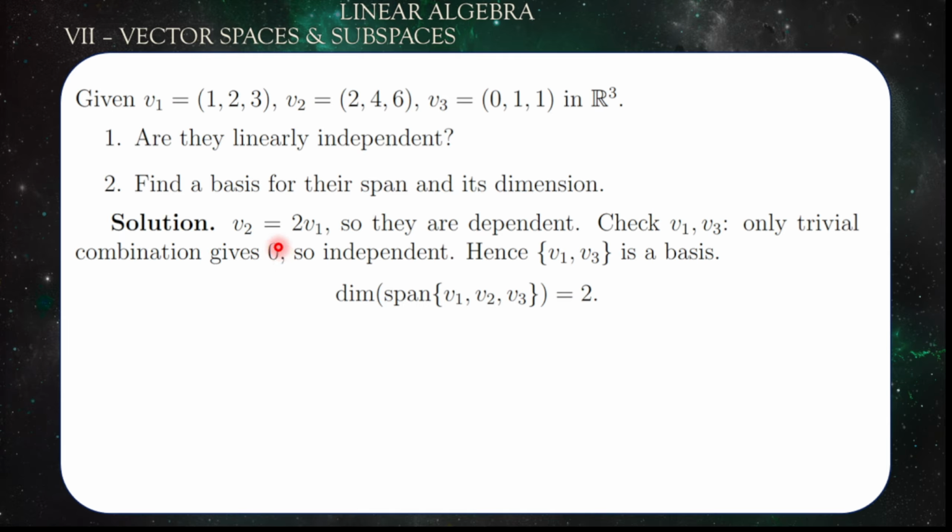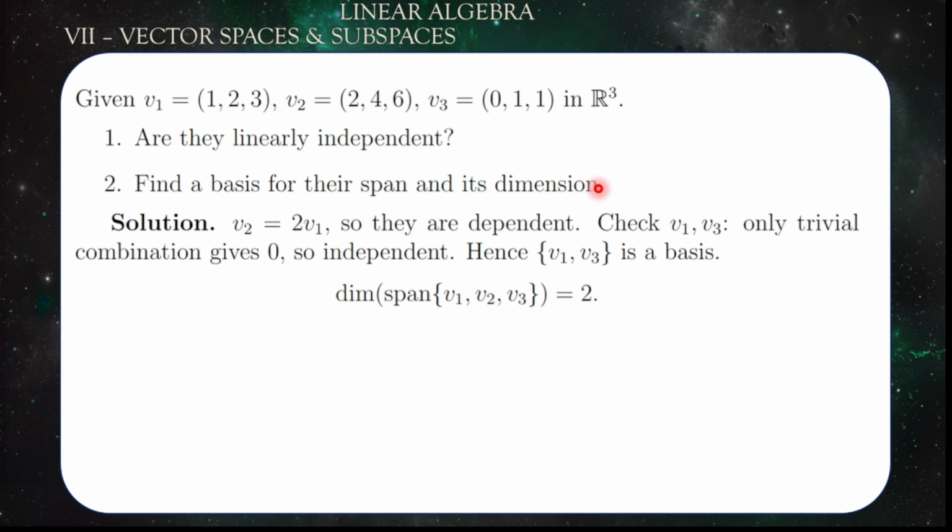At first, if you notice, v2 is equal to 2 multiplied by v1. Because if you multiply v1 by 2, you get 2 times 1, and 2 times 2, 4, and 6, which is (2, 4, 6). This is v2. So v2 is a linear combination of v1, a scalar multiple of v1. So these vectors are linearly dependent.